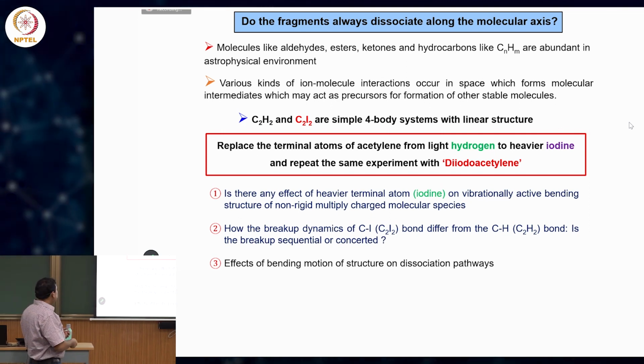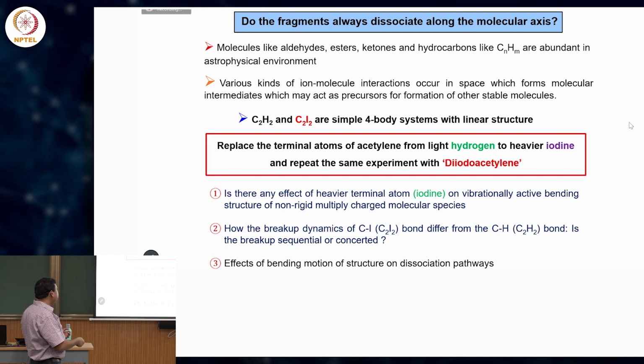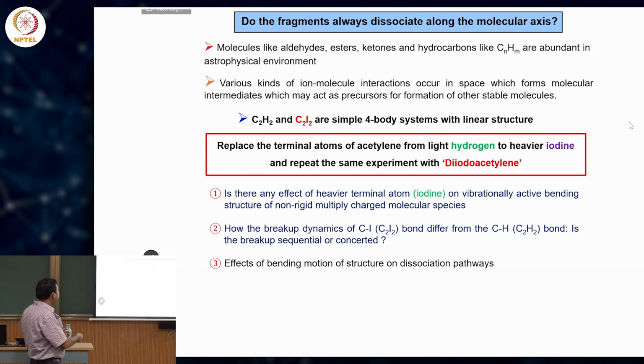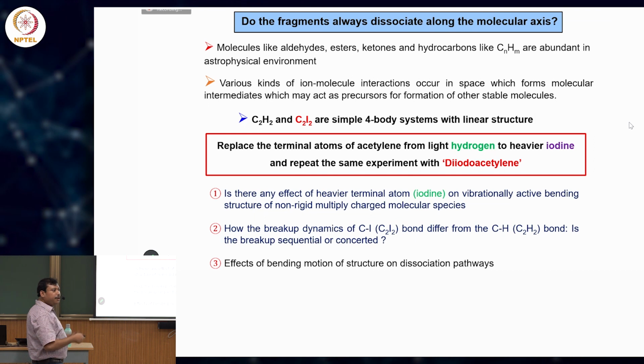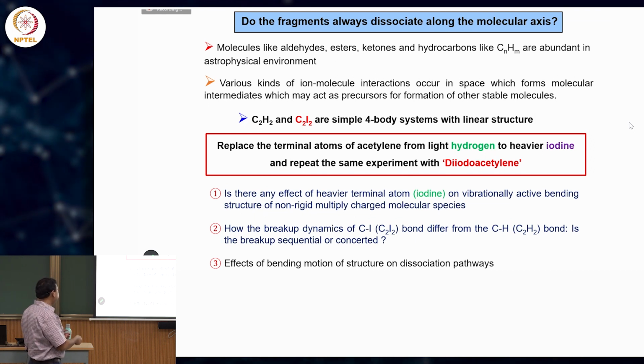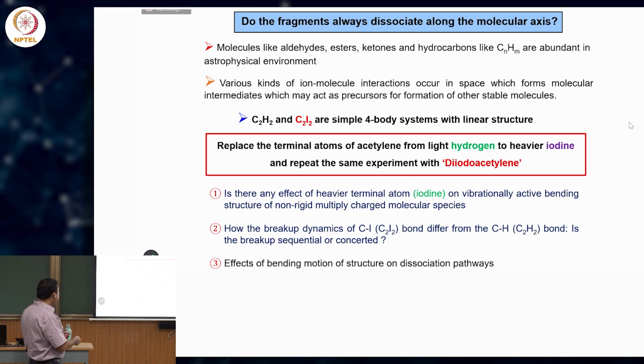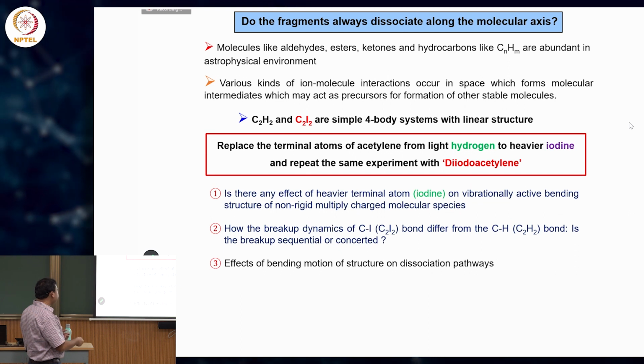Just to see whether there is any effect of the heavier terminal atom, iodine, on the vibrationally active bending structure, because this is a non-rigid multiple charge molecular species. So everything is falling apart, does this iodine, this terminal heavy ion, play a role? Or does the breakup dynamics of the C-I bond in C2I2 differ from the C-H bond?